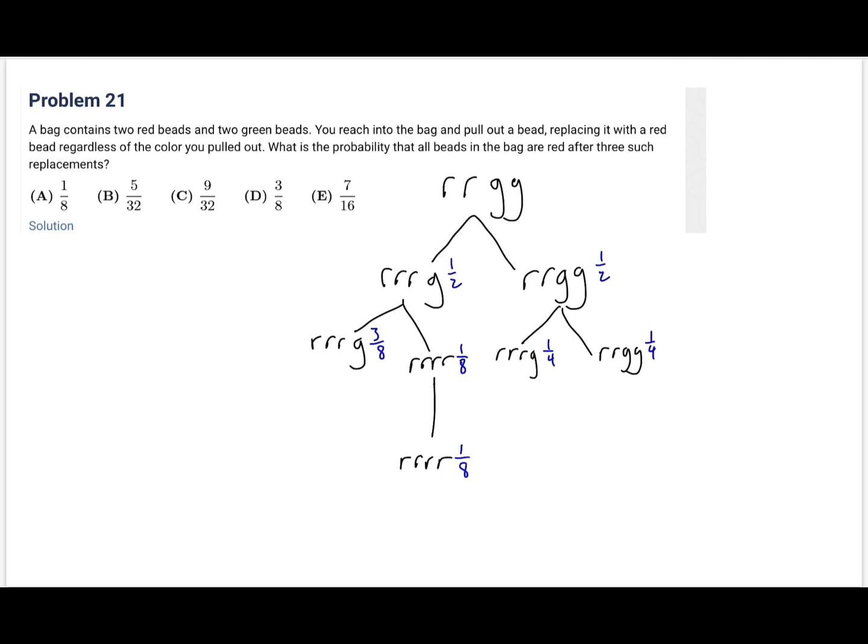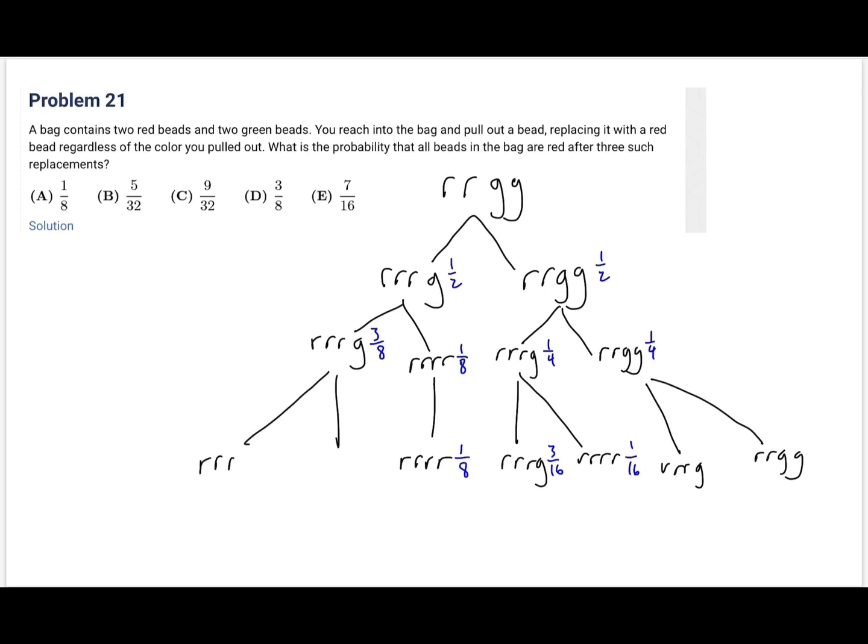So this would be red, red, red, green, or red, red, red, red. This will be multiplied by 3 over 4 and 1 over 4. So 3 over 16 and 1 over 16. And then this would be the same thing as above. Red, red, red, green, red, red, green, green. We don't care about the probabilities because we only care about the red, red, red, reds. And they're not here.